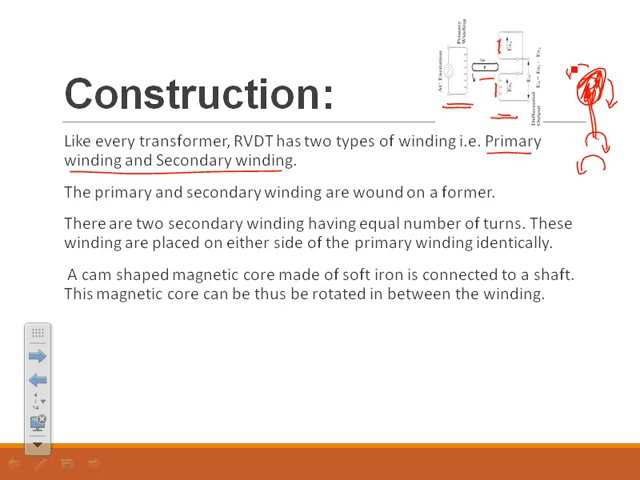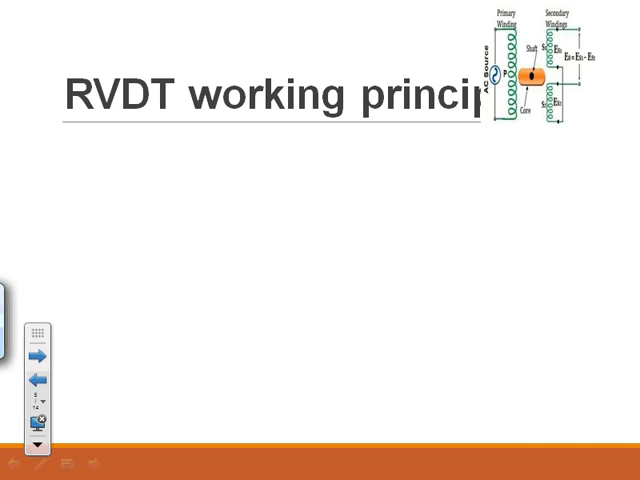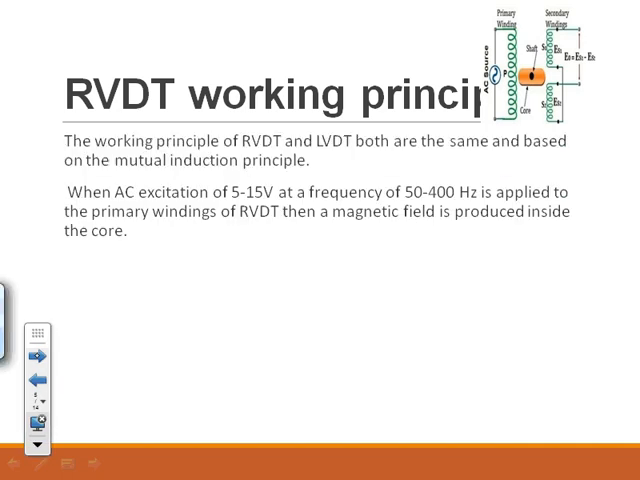Connected to the shaft, this magnetic core can be rotated between the windings. So this is the construction of the LVDT. Then the working principle of LVDT. The working principle of RVDT and LVDT are both the same and based on the mutual inductance principle.